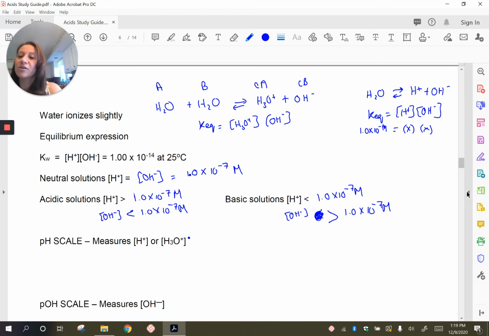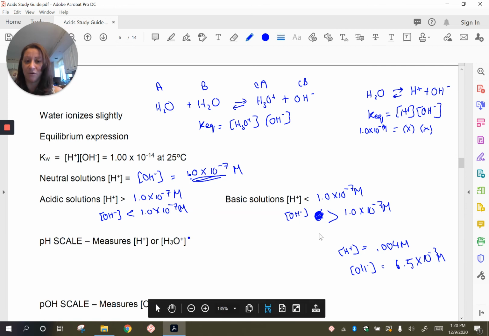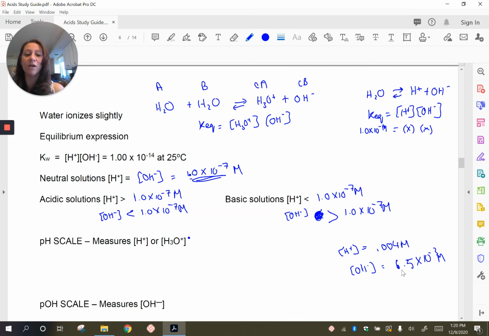So I can tell you, hey, I have a solution where my concentration of H plus is equal to 0.004 molar. Is this acidic, basic, or neutral? You tell me, oh, this is acidic because that concentration is way higher than what it would be in water. And if you have more H pluses, that means it's acidic. I could tell you, hey, what if I have an OH minus concentration that is 6.5 times 10 to the negative 3rd molar? You tell me, oh, that's definitely basic because this concentration is way higher than 1.0 times 10 to the negative 7th molar. So if I have too many OH minuses compared to water, then that is basic.